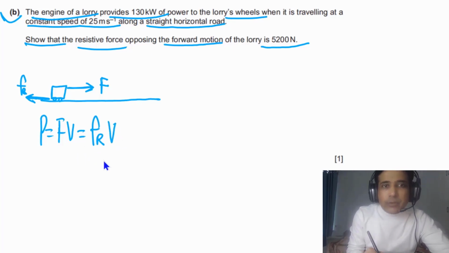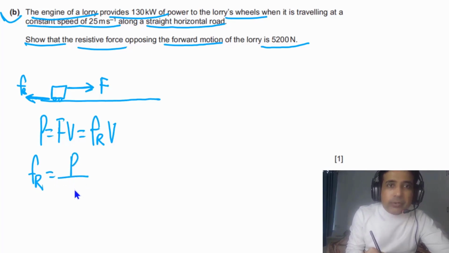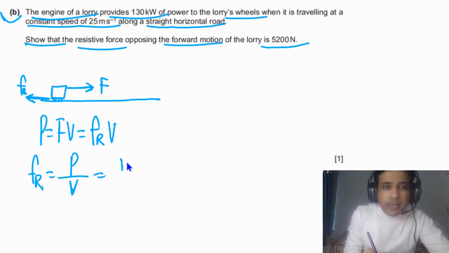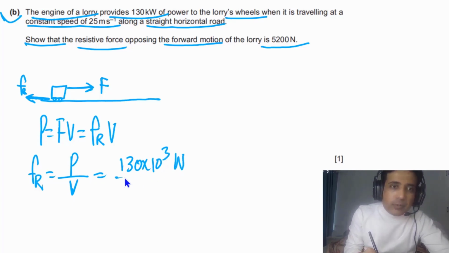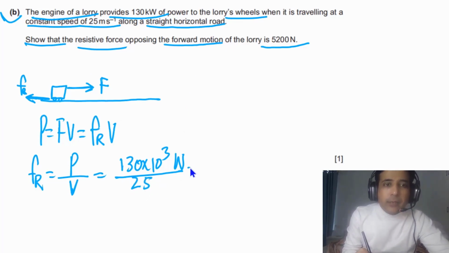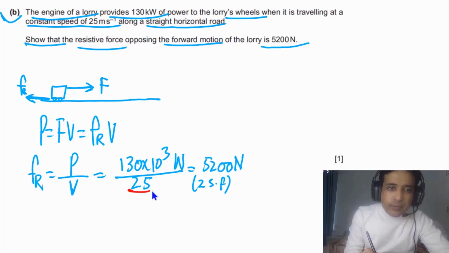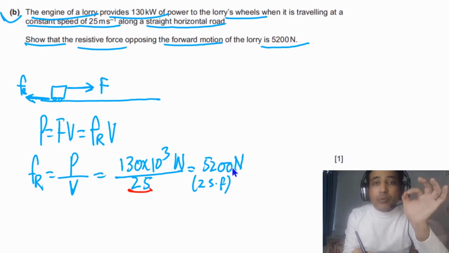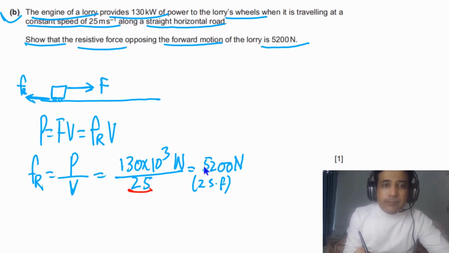We need to calculate in this case resistive force. Fr we need to calculate. So this is simply equal to power divided by the speed of the lorry. And power is given to us, that is equal to 130 kilowatts. So we have to multiply this one with 1000, and we need to divide by its speed. Speed is 25 meters per second. Now if we solve this one, our final answer will be 5200 newtons up to 2 SF. So this is up to 2 SF. Because given data, we have 2 SF here, we also have 2 SF here. So we have to use the least number of SF in our final answer. So this one is our final answer.